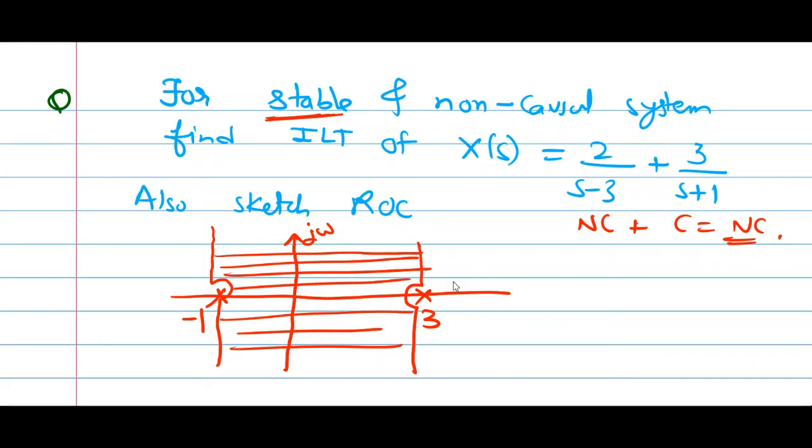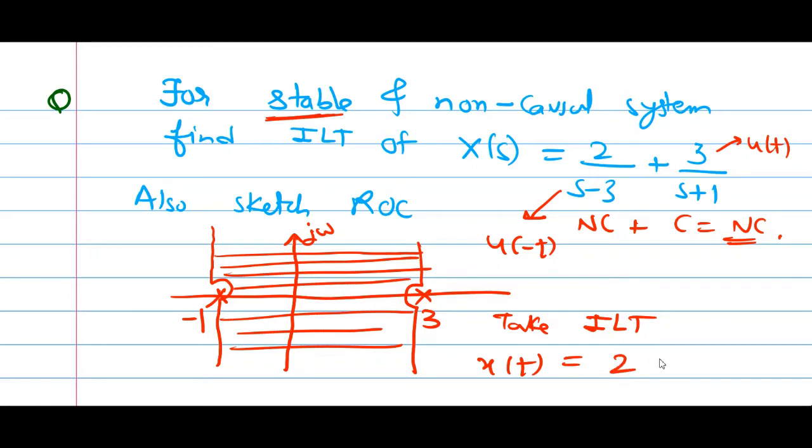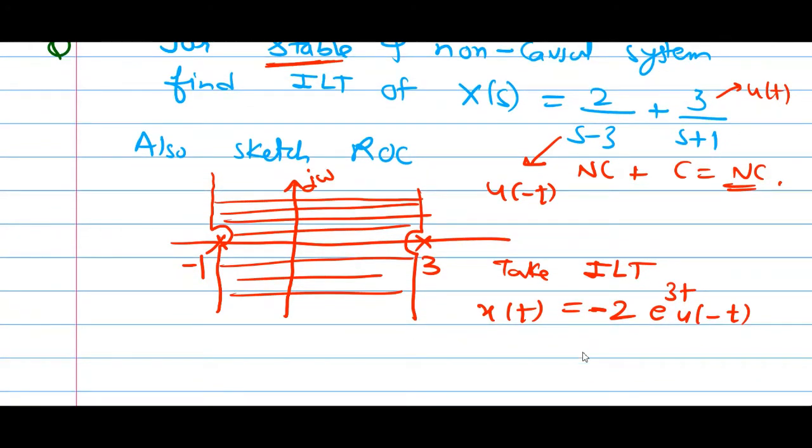For the pole at minus 1, it is going towards the right hand side, so u of t will come. For the pole at 3, it is going towards the left hand side, so u of minus t will come. So take the inverse Laplace transform accordingly. x of t equals, 2 is a constant, e raised to 3t u of minus t, with a minus sign, plus 3 times e raised to minus t u of t. So this is the inverse Laplace transform.